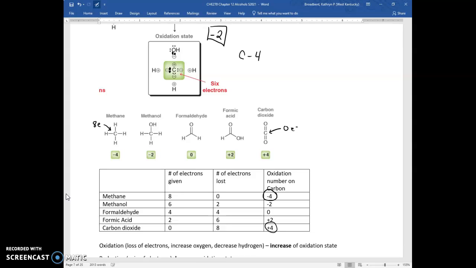You'll recall that oxidation means loss of electrons. You can also see it as an increase in oxygen or a decrease in hydrogen when you're looking at your formulas. You can see that if you increase oxygen, you're going to be removing electrons, and so you're losing electrons. If you decrease hydrogen, then you are adding electrons because those electrons go to the carbon. So oxidation is going to increase your oxidation state.